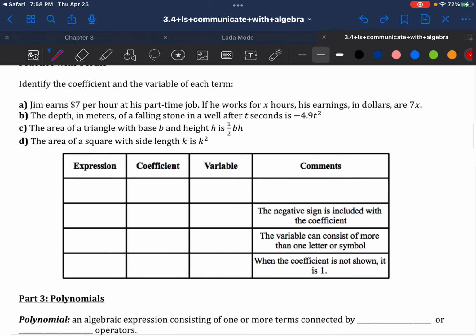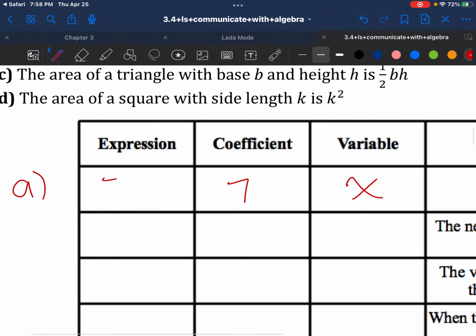Practice with terms. Okay, so this is a practice one. Jim earns $7 per hour at his part-time job. If he works X amount of hours, his earnings in dollars are 7 times X. So let's do the first one here. So the coefficient is going to be $7 per hour. We know that. And then the variable is X amount of hours. And the expression is going to be 7x. So let's say he works 2 hours, it will be 7 times 2 equals 14.